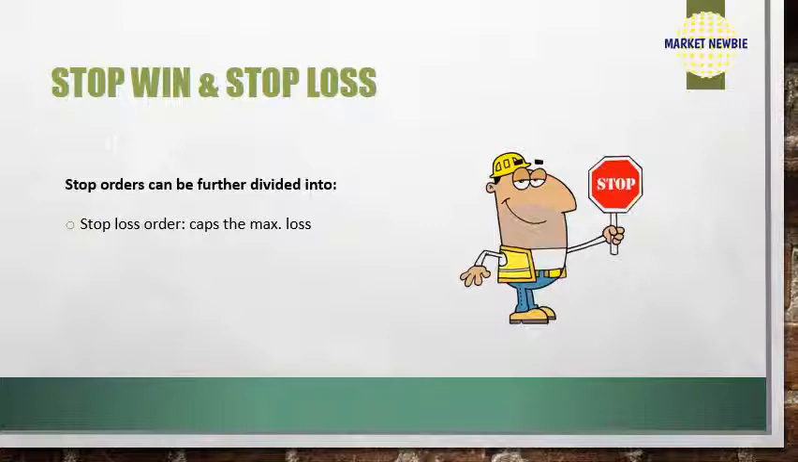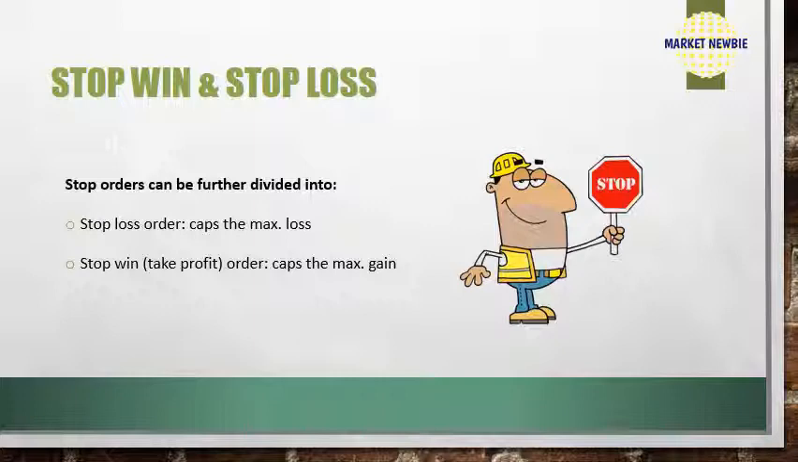A stop loss order is an order to close a position when the market reaches a certain price. When you have a long position, the stop loss is below the market price. When you have a short position, the stop loss is above the market price. In other words, the stop loss order caps the maximum loss.